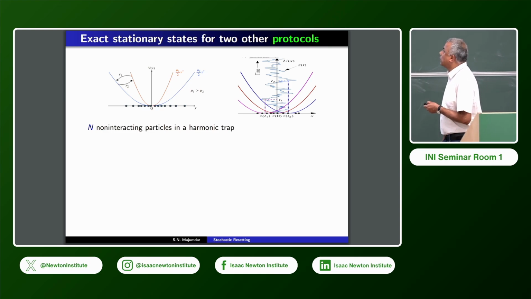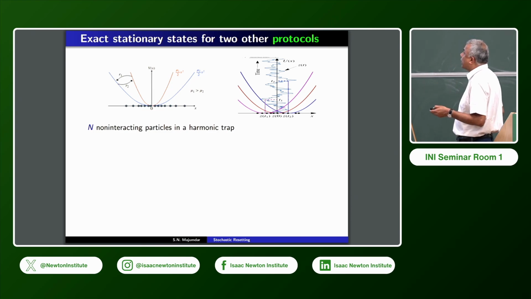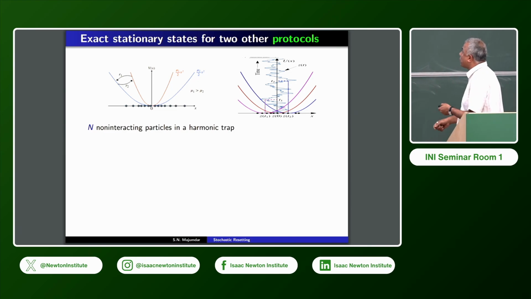So for example, you can take n particles in a harmonic well, and instead of switching on and off, what you do is go from one harmonic potential with stiffness mu1 to another with stiffness mu2. So you just switch between mu1 and mu2 with rates r1 and r2. And again, because the particles are in the same trap, they actually get correlated in time.